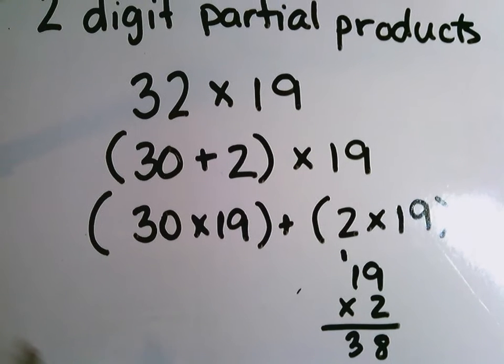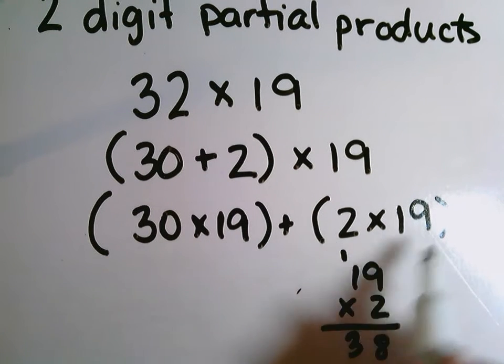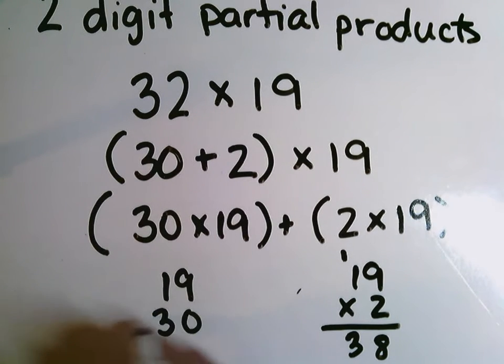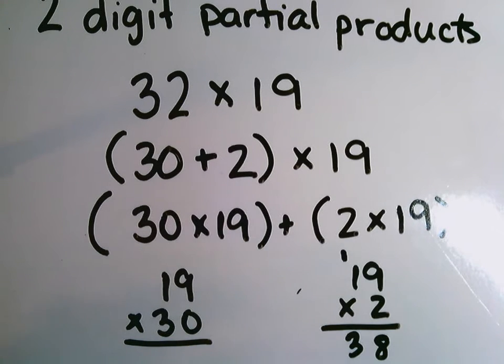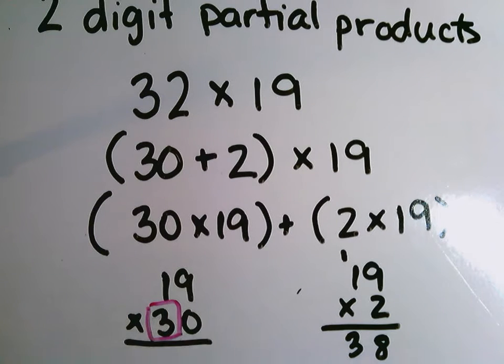Okay. This one is a little bit trickier because it's 30 times 19. Instead of a one digit, I have a two-digit number. But if you remember, I can use that strategy with multiplying by 10. Use that strategy here. I can just use the 3 and pretend like that 0 is not there. So I'm just going to multiply 3 times 19 and then put a 0 on the end of my product.